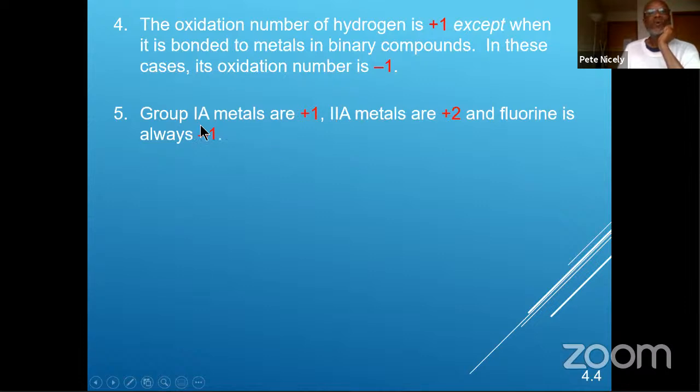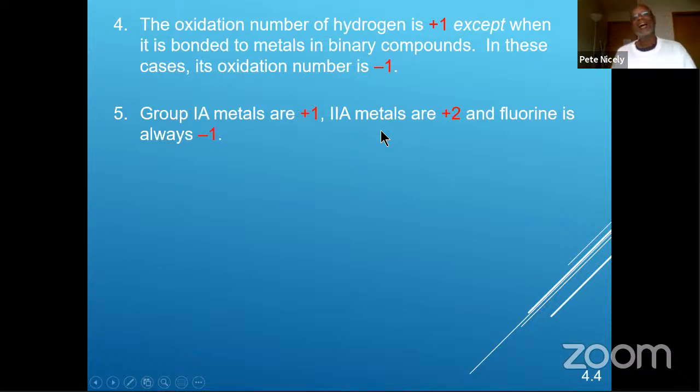It says here that group 1A metals, the oxidation number is always +1. For group 2A metals, the oxidation number is always +2. And for fluorine, the oxidation number is always -1. And I should add, what this rule is talking about is situations where these elements are combined with other elements, all right? So if you have a group 1A metal combined with an element like chlorine, then whatever that group 1A metal is, it could be sodium, it could be potassium, it could be lithium, the oxidation number is +1.